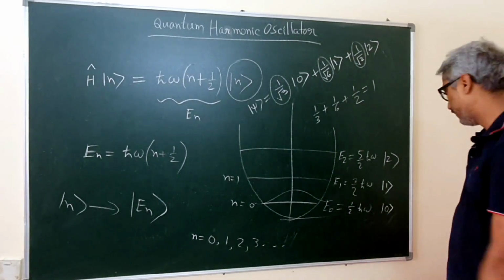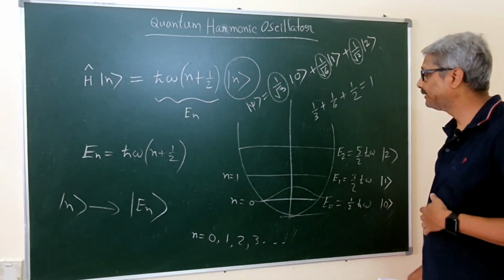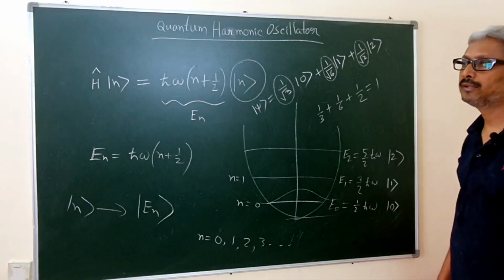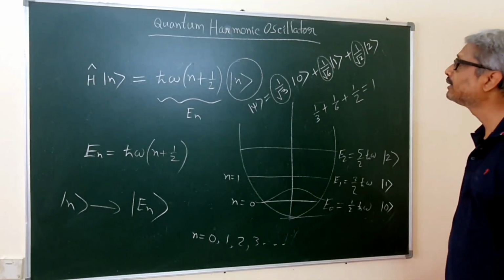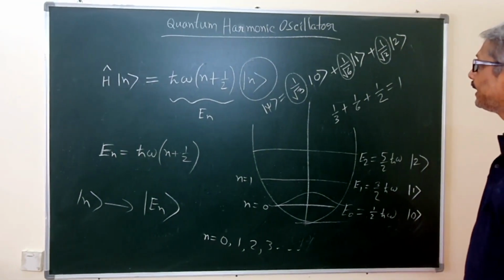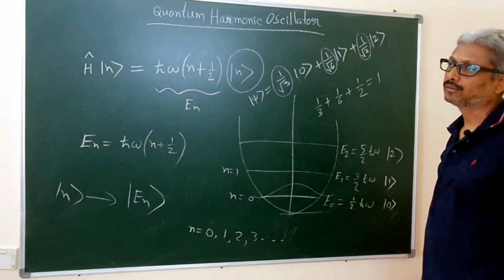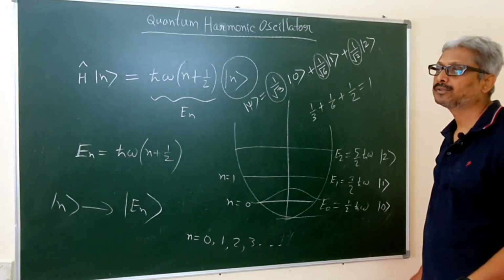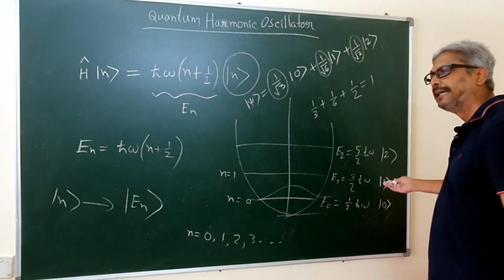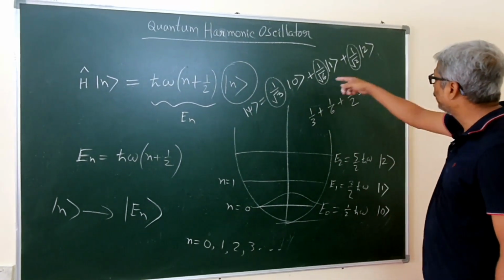So we have to keep in mind that this is a quantum system. Here we are talking about the harmonic oscillator being quantum. Hence we can have such strange states also, which can be in a superposition of various energy eigenstates like 0, 1 and 2.